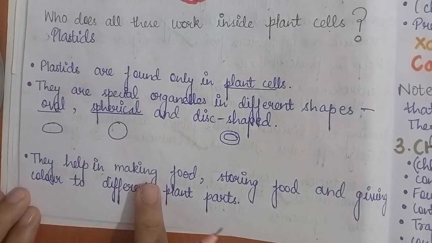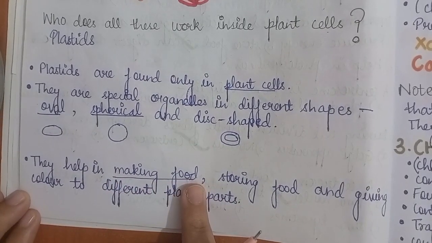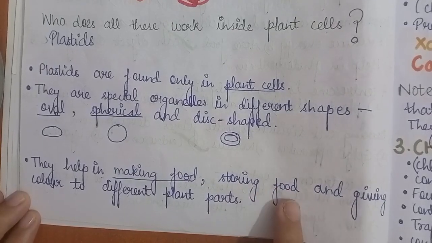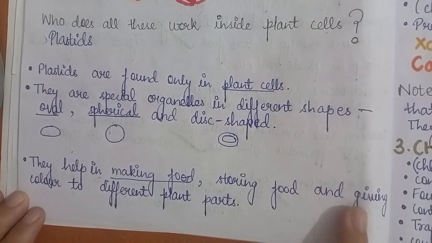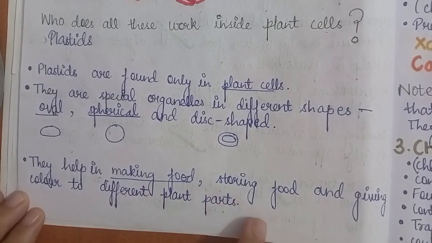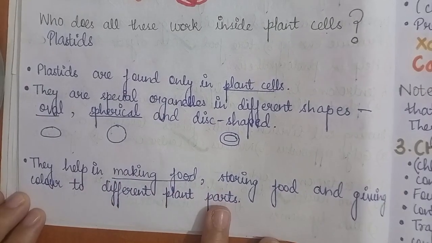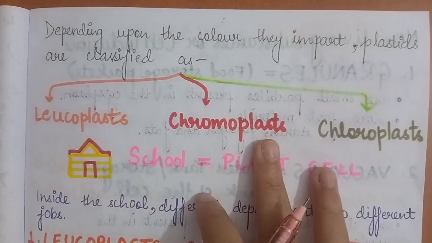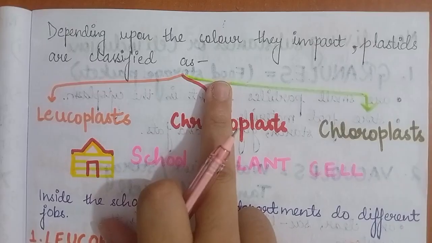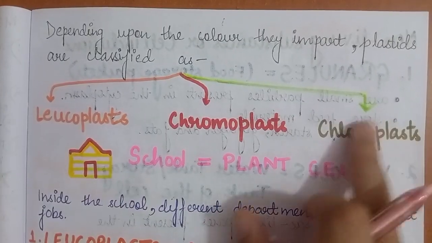They help in making food through the process of photosynthesis, which we will be studying. They also store food, as in case of potato they store starch, and give color to different plant parts, like petals are of different colors. So they are responsible for these things. Now let's classify plastids. Depending upon the color they impart, plastids are classified as leucoplast, chromoplast, and chloroplast.